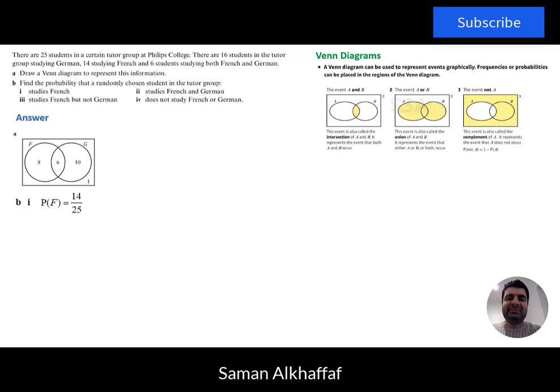For part double I, students that study French and German will be 6 over 25. For students that study French but not German, that will be 8 over 25. And for a student that does not study French or German, so they study neither language, that will be 1 over 25. And this will be our answer for this question.